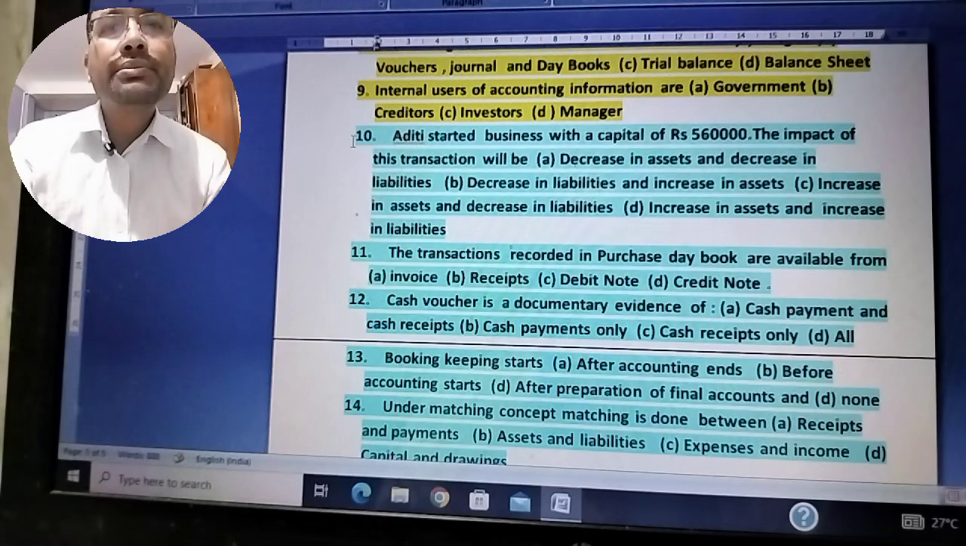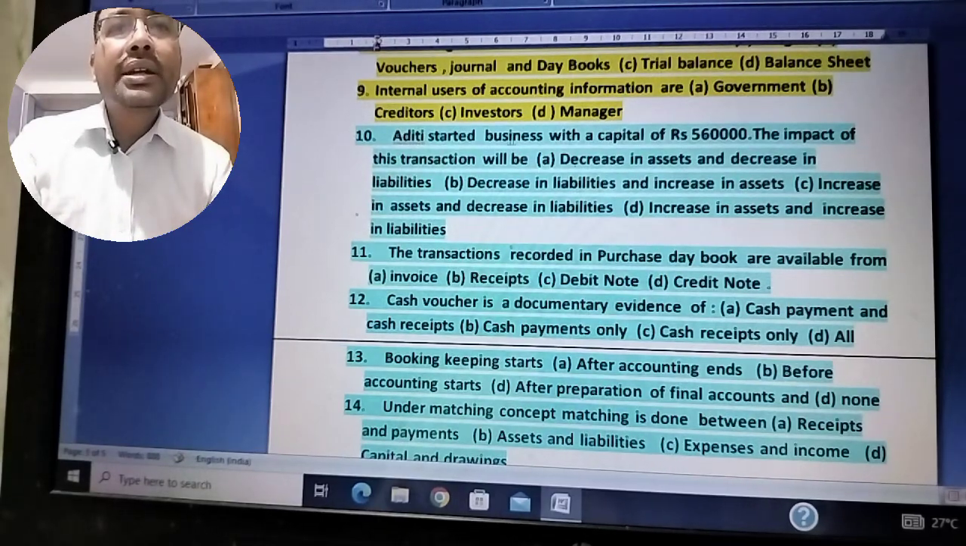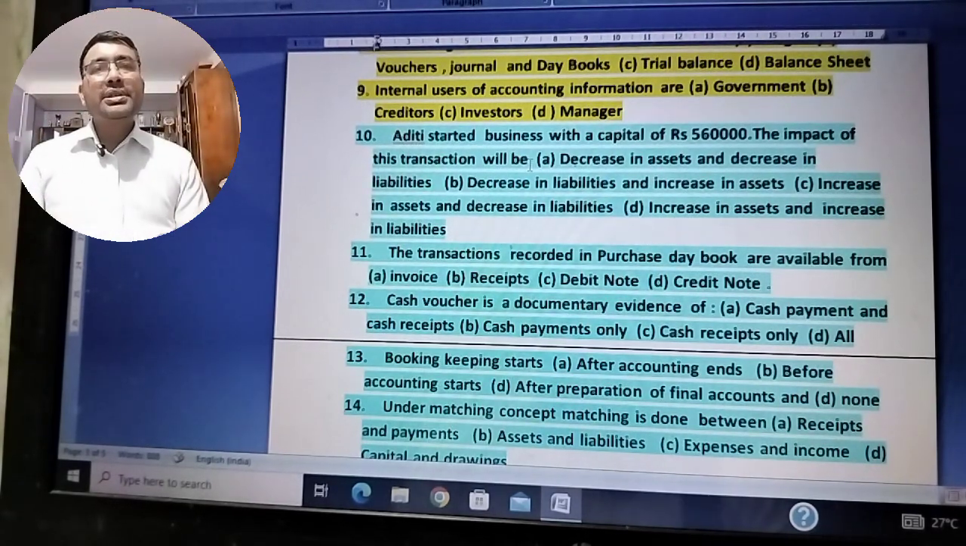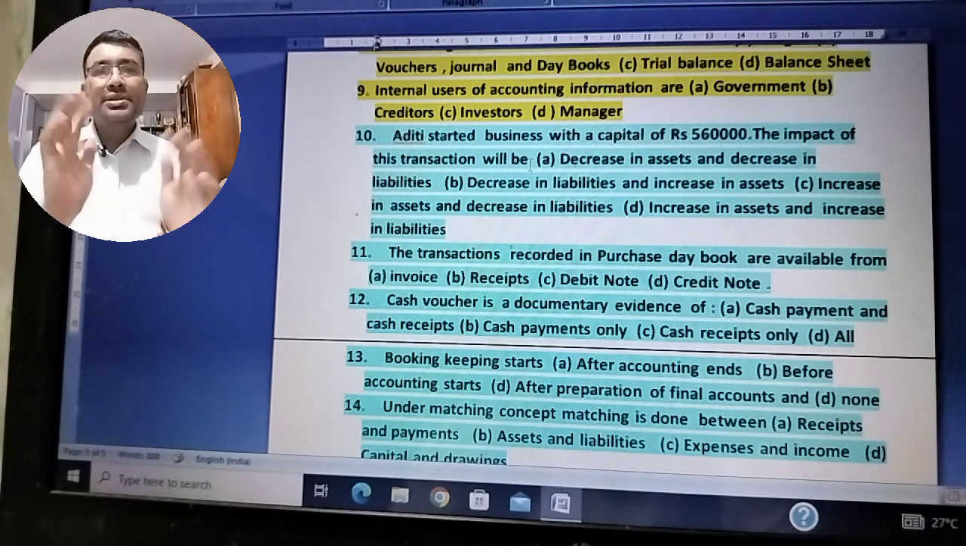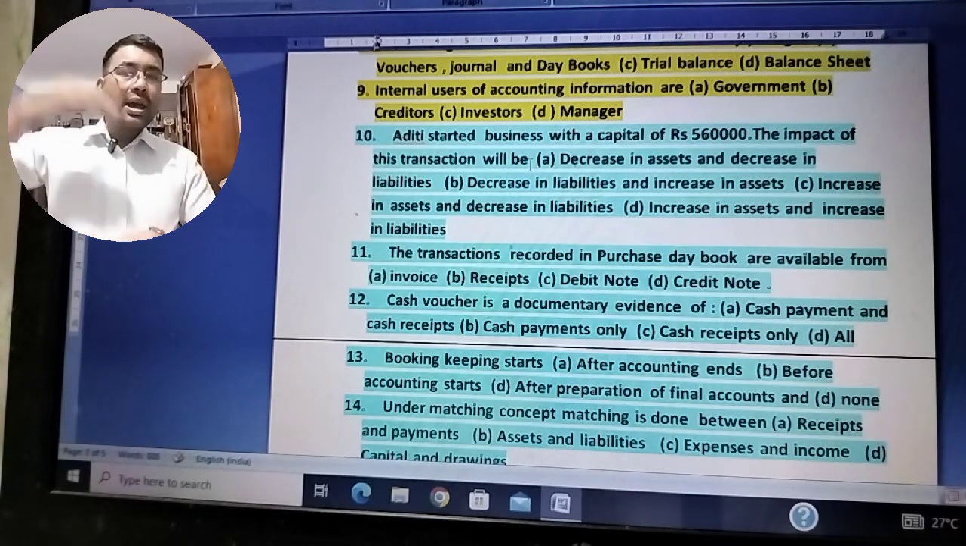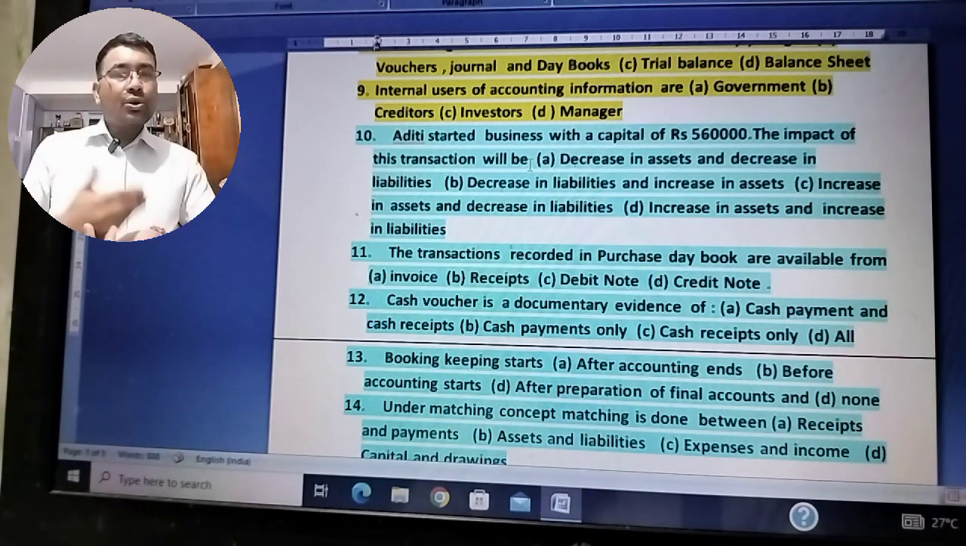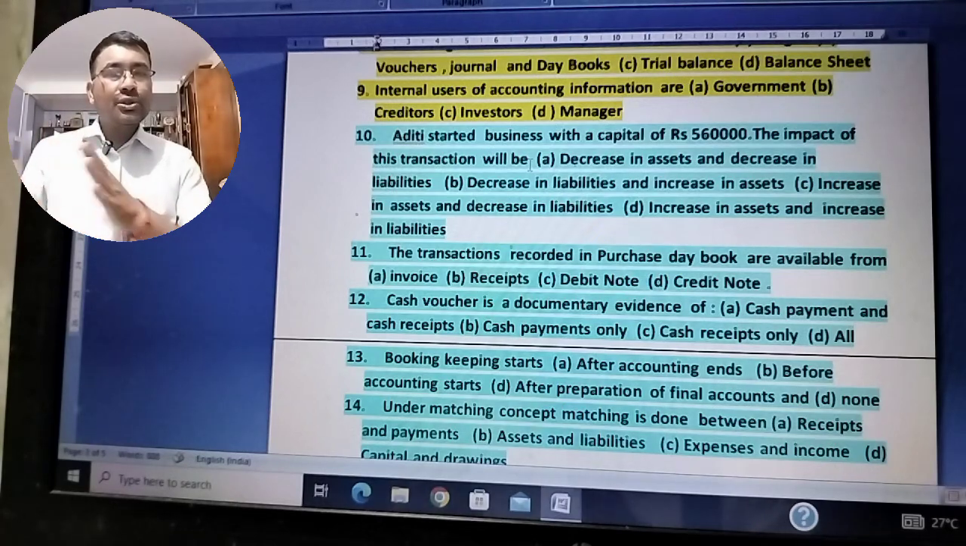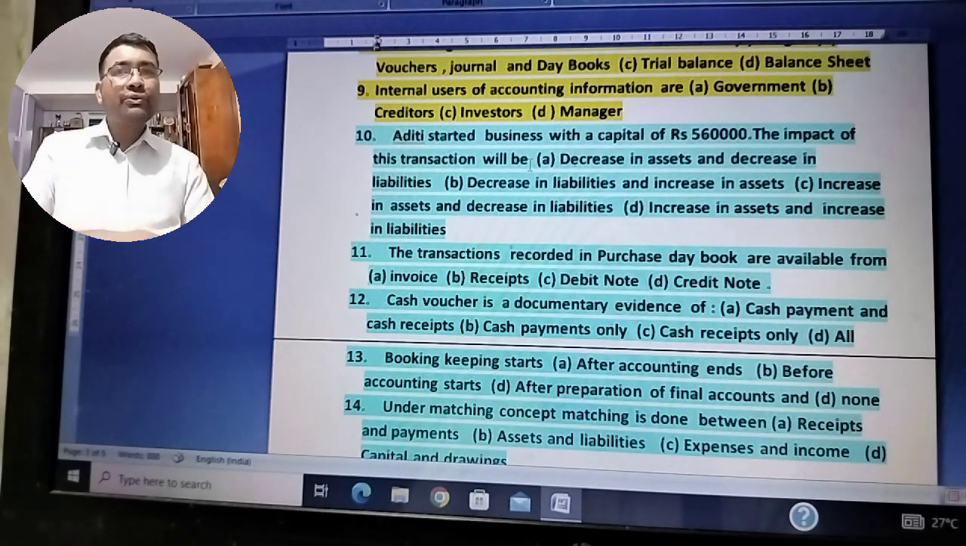So let's go to question number 10. Aditi started a business with a capital of 5,60,000. The impact of this transaction will be... So you have started a business with 5,60,000. See, just remember, let's ignore the question. When you start a business, what will be the journal? Bank to capital. So bank is an asset and capital is a liability. According to the dual aspect concept, total assets are equal to total liabilities. So when one starts a business with 5,60,000, the assets and liabilities both increase by the same amount.